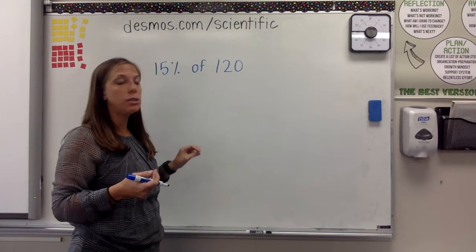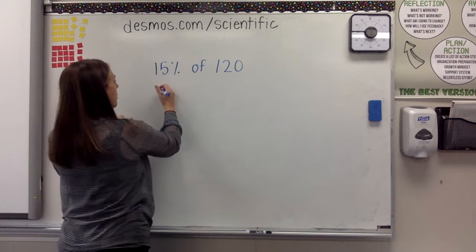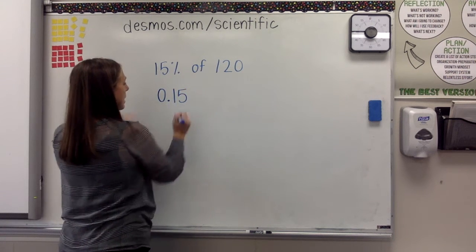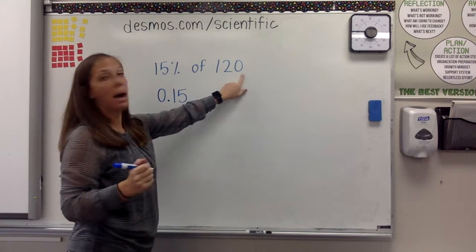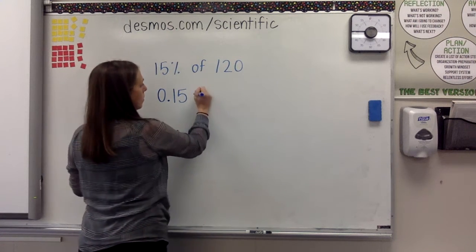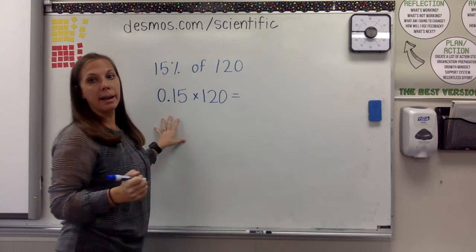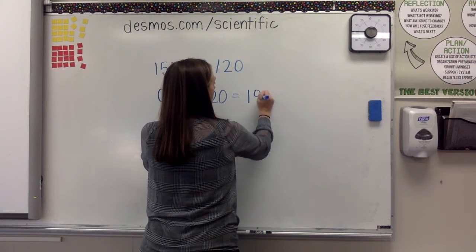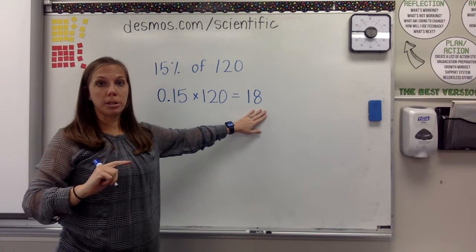So the first thing I'm going to do is turn my percent into a decimal. So 15% as a decimal is 0.15. Now I need to multiply it by my quantity. So I'm going to multiply it by 120, and I find that 15% of 120 is 18. Now this gives me my part.